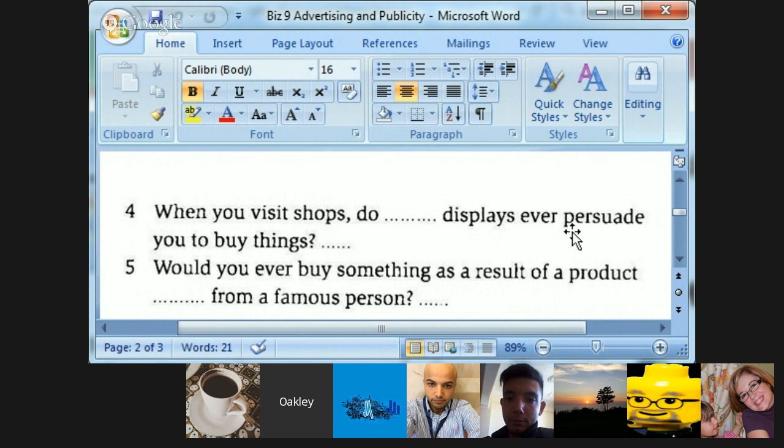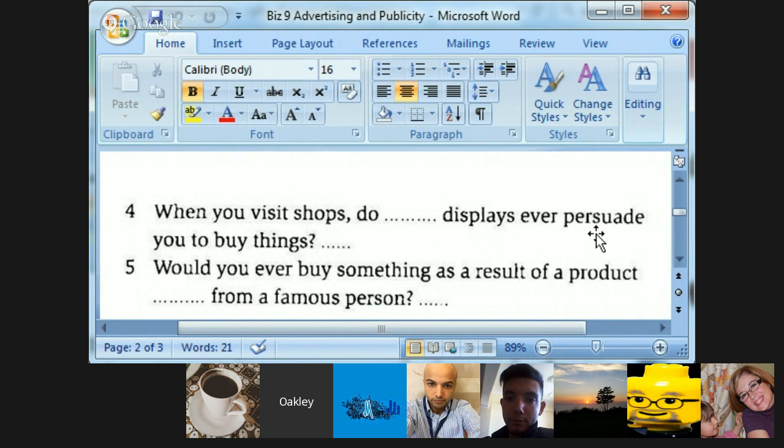What is the word, or how can I pronounce it? Persuade. There's a W sound. Persuade. Persuade. I mean, in other words, the meaning is convince. Convince you to buy things.